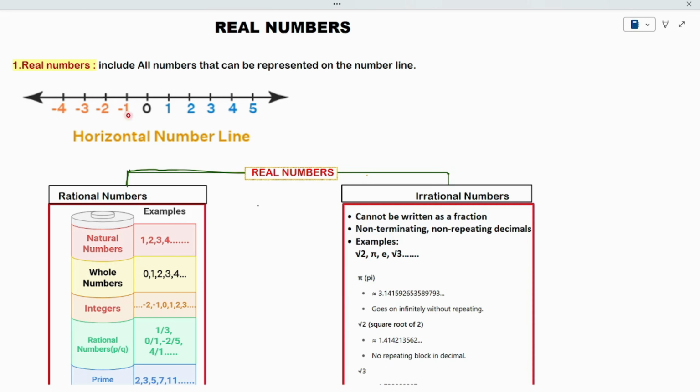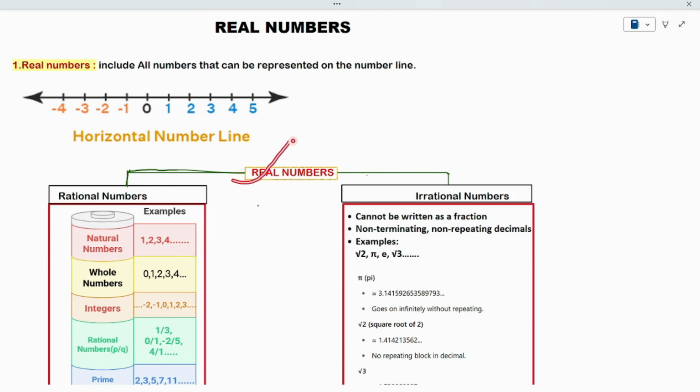Not only the numbers which are visible here, other numbers also can be represented on the number line. Let's say, for example, see here 1.5. Where is 1.5 located on the number line? In between 1 and 2. So, this is the point 1.5. This is also a real number. In this manner, all the possible numbers which can be represented on the number line, we can call real numbers.